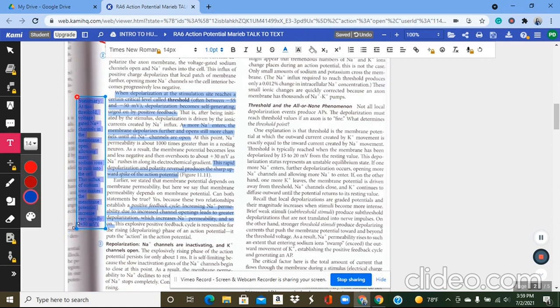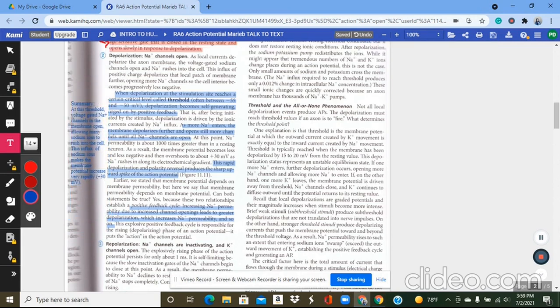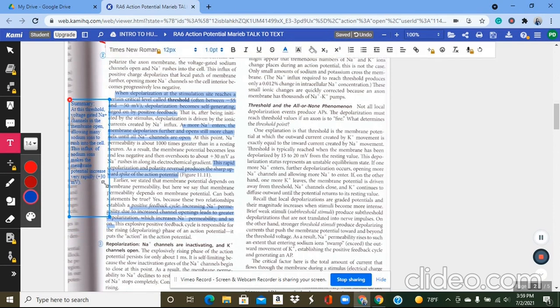Hopefully it's pretty understandable, but if not, then I might have to make changes to it later. So I assume after the depolarization, the sodium channels will probably inactivate.